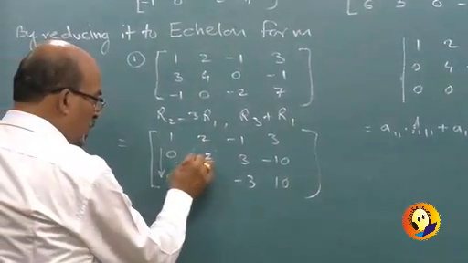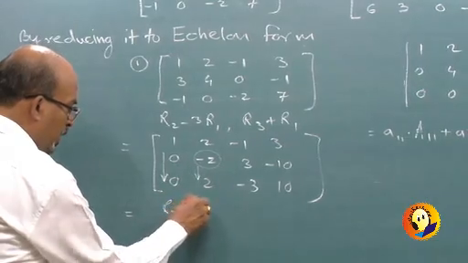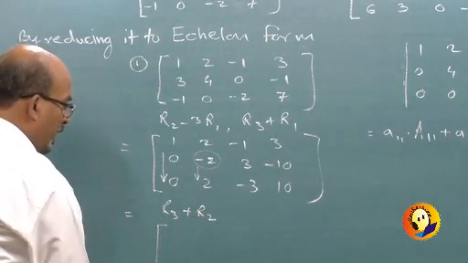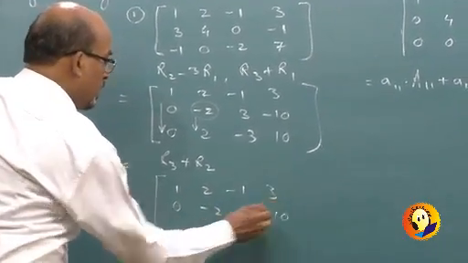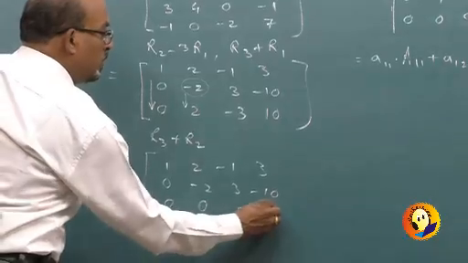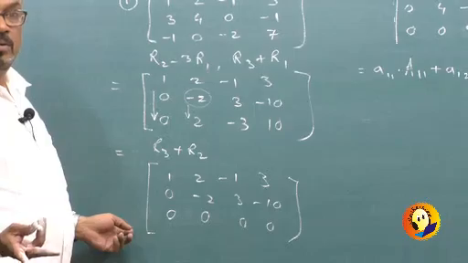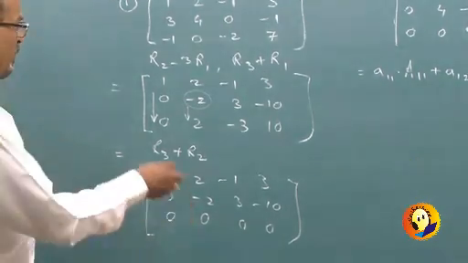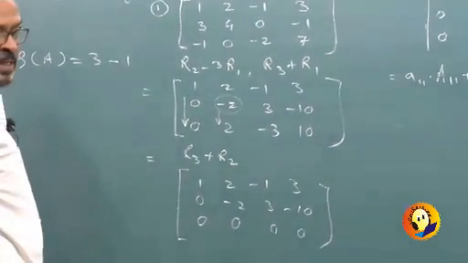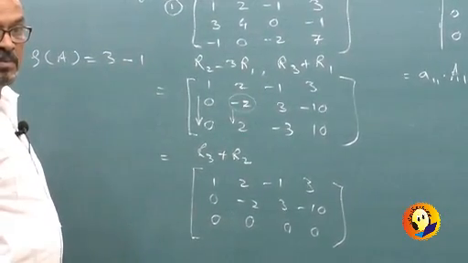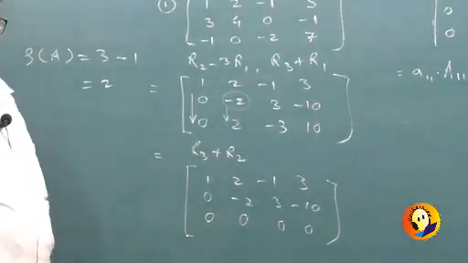Then take the next diagonal element and make it 0 below it. So it will be simply R3 plus R2, and it will result in 1, 2, minus 1, 3; 0, minus 2, 3, minus 10; 0, 0, 0, 0, and we say that the rank of this will be 2. What will be the formula? Rank of A equals number of rows minus number of 0 rows. So this is the 0 row. So rank of this will be 2. Job is done.